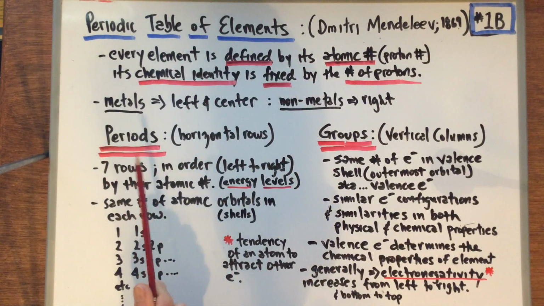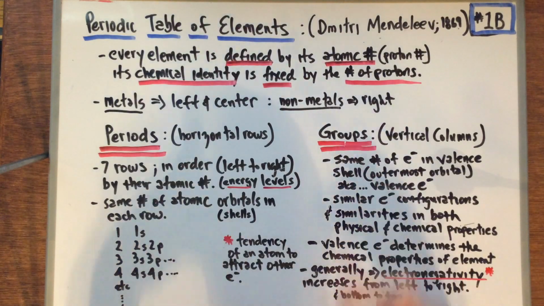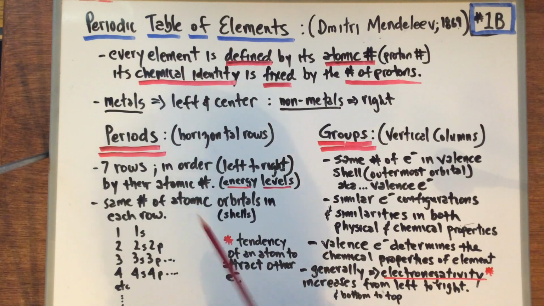Now, basically, metals are to the left and center on this table, and non-metals are basically to the right. Okay. Now, there are two groupings here, and we need to know what they're based on, because this is how this whole table was developed. They have periods and groups, and the periods are the horizontal rows, and there are 7 of those rows, and they're in order from left to right by their atomic number. Now, again, that is developing the energy levels as we go from left to right.